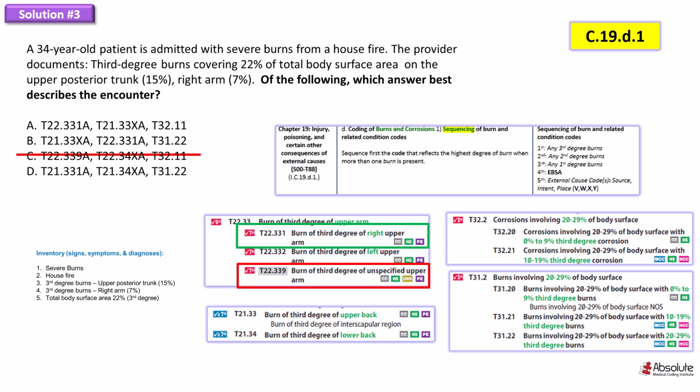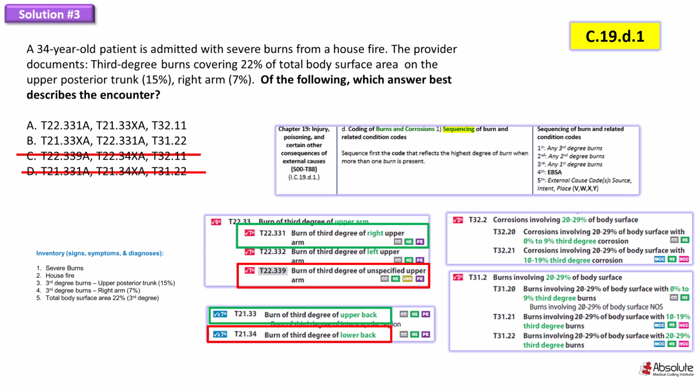Now, if we go down to the T21.33 subcategory, you've got burn of third degree of upper back. And you also have T21.34. This is of the lower back. I like the upper back and not the lower back because our third degree burns are of the upper posterior, which means back side of the trunk. So upper back of the trunk. So therefore, we're going to eliminate any answer that's sequencing T21.34, and you see it right here, D. Got to get rid of it.